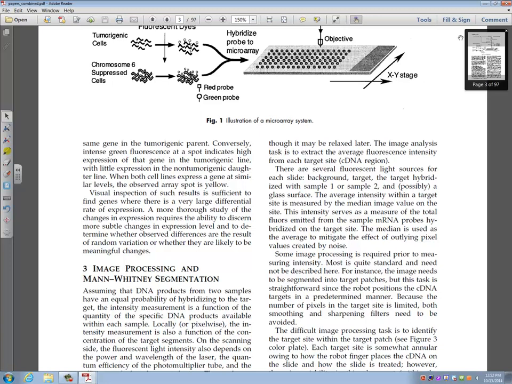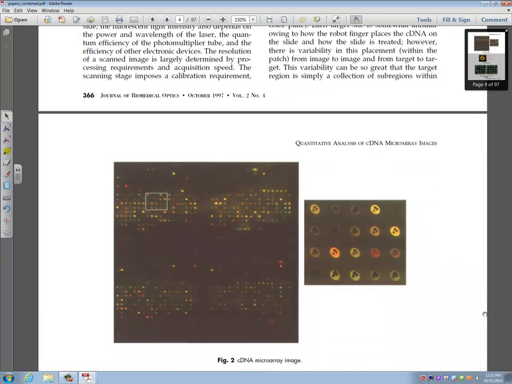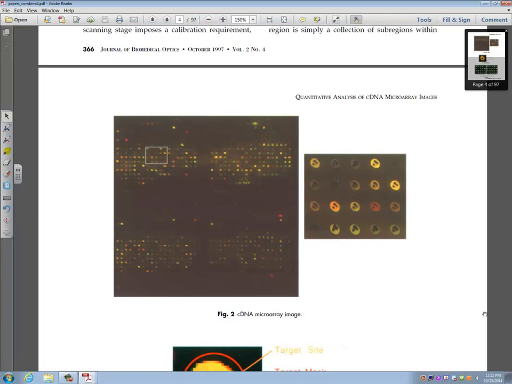Okay. The next section is about image processing, because you have the background, right? You have to identify the target, because that's the place where you want to capture the signal corresponding to hybridization, because you're really trying to measure the quantity of RNA. So the difficult image processing task here is basically to look at the spots. There is some pattern on this array because there's a robot that has gone and put those spots, but it's not exact.